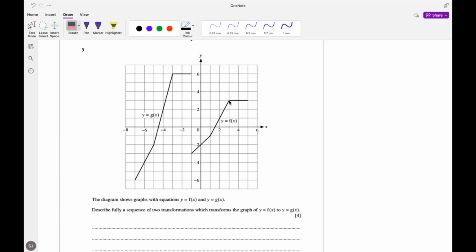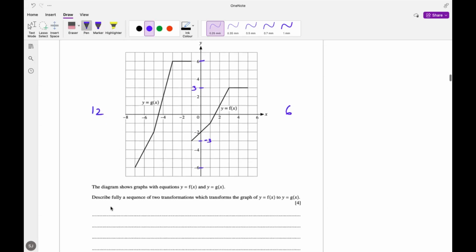Now, if we look at f of x, we can see that its highest point is at 3 and its lowest point is at -3, which makes a difference of 6 in the y direction. Looking at g of x, the highest point is at 6 and the lowest point at -6. So the difference between the 2 points is 12.